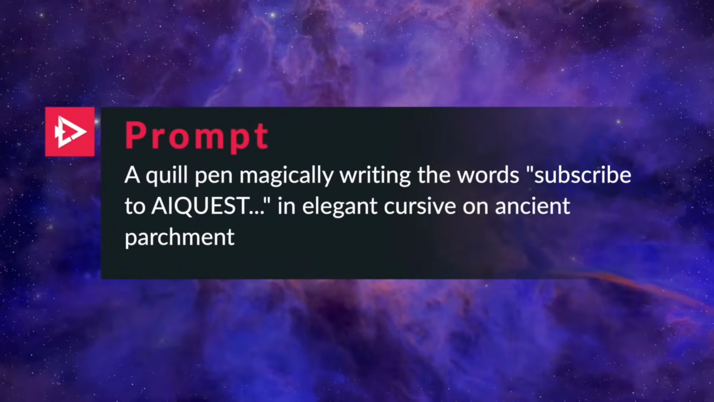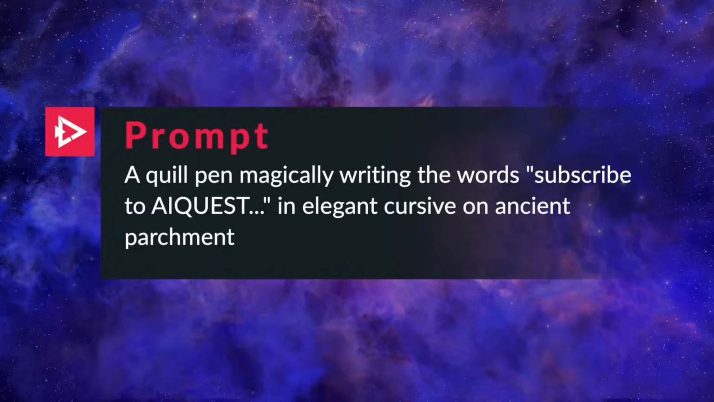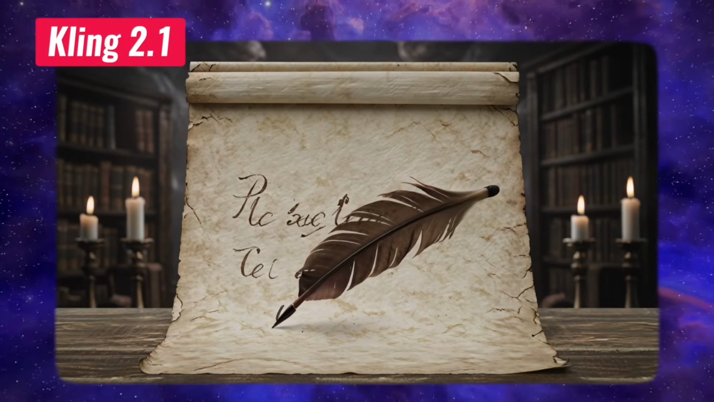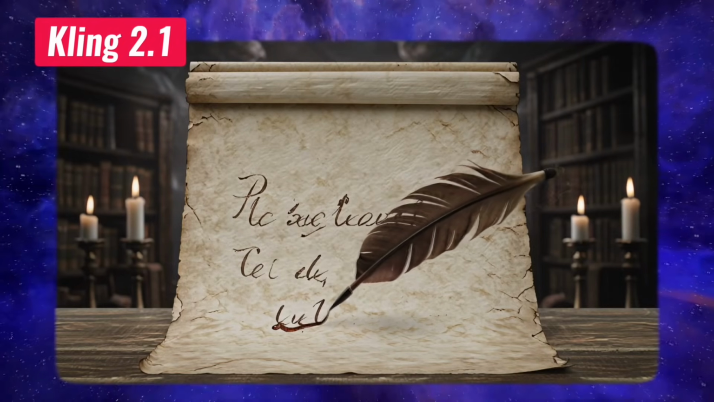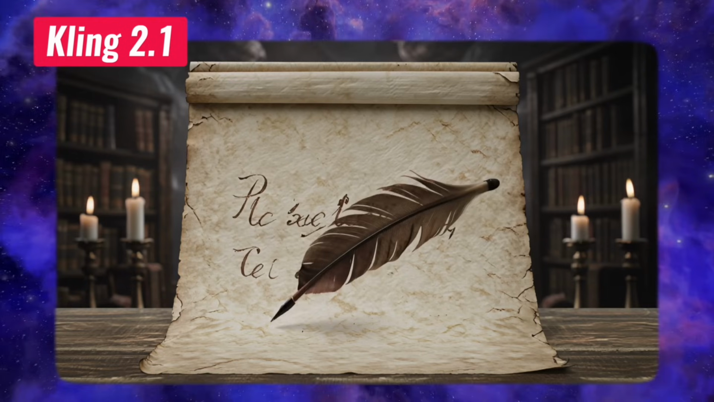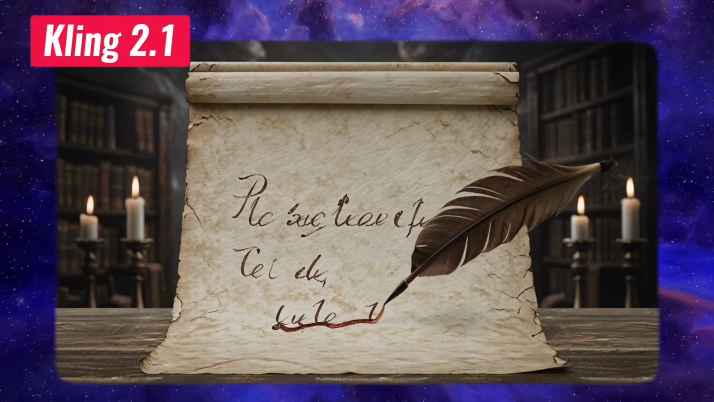And for our second-to-last prompt, another massive challenge for these AIs. Can they handle a complex text request? The prompt is a quill pen magically writing the words "subscribe to AI Quest" in elegant cursive on ancient parchment. First, Kling's attempt. The pen just sort of scribbles a line of illegible nonsense that looks more like spilled ink than writing. It's trying to write something, but it's not the right words and it's not the right style. This is a clear fail.